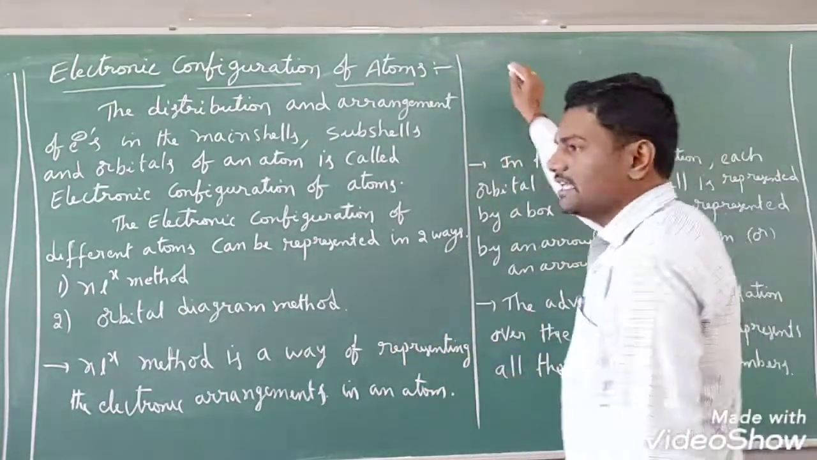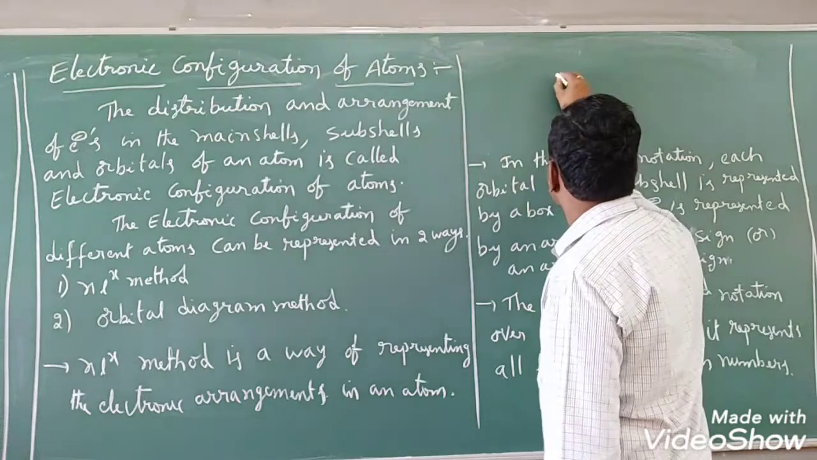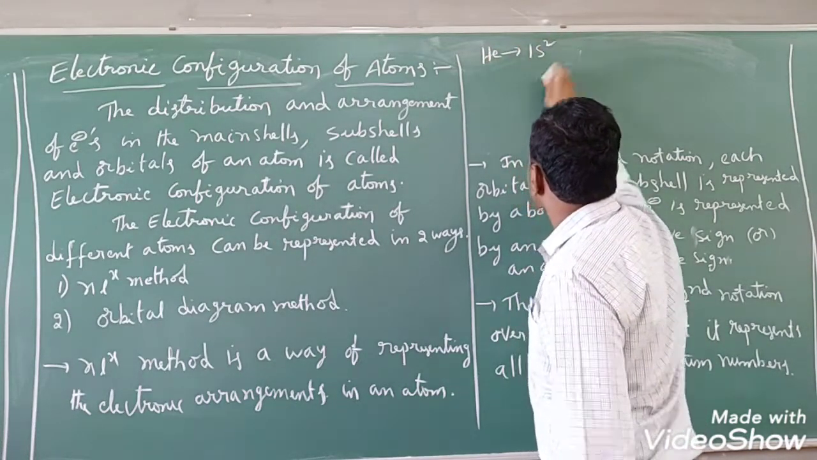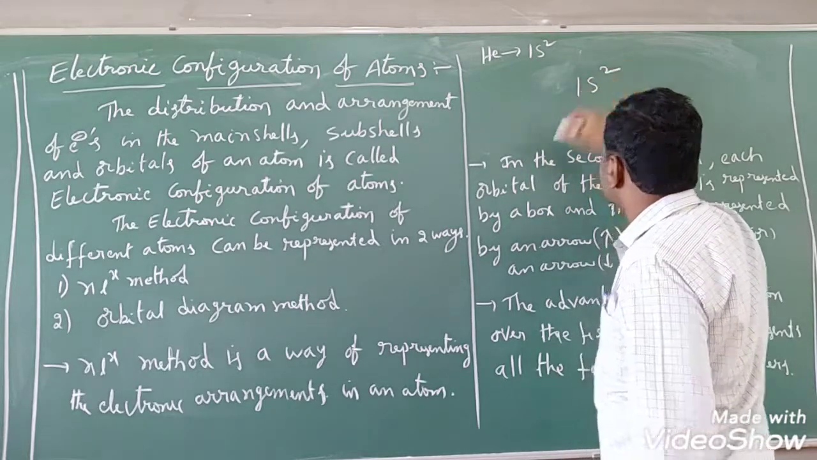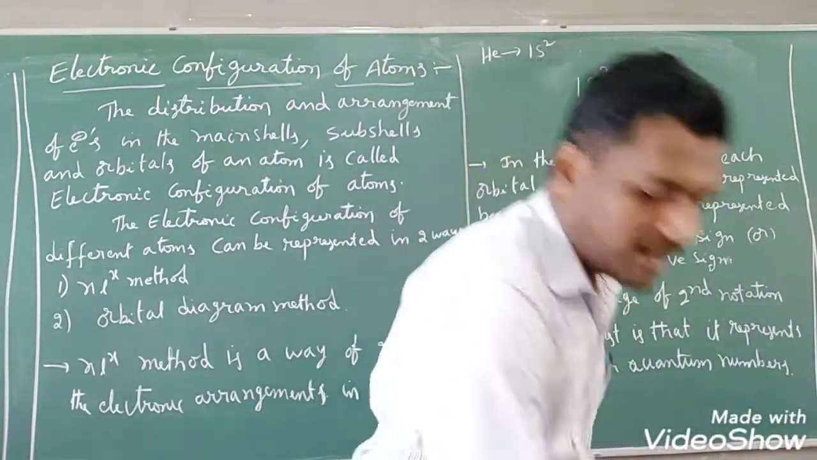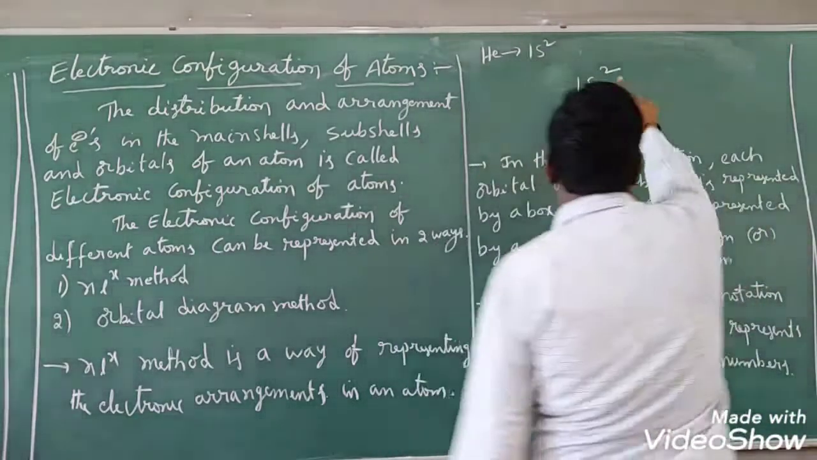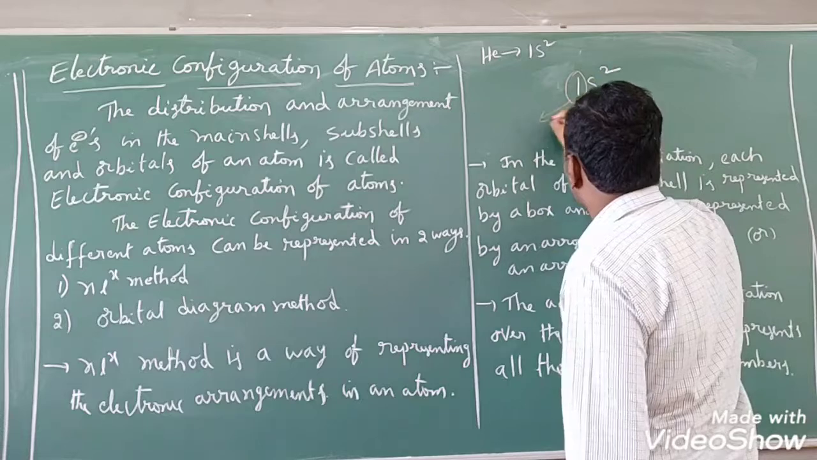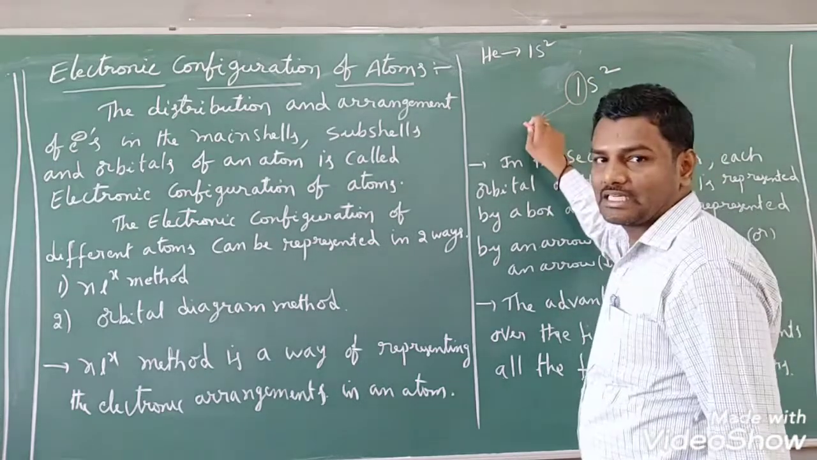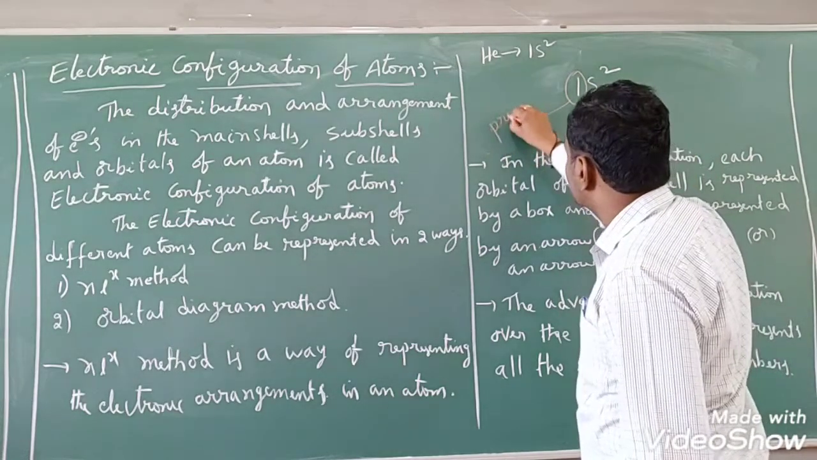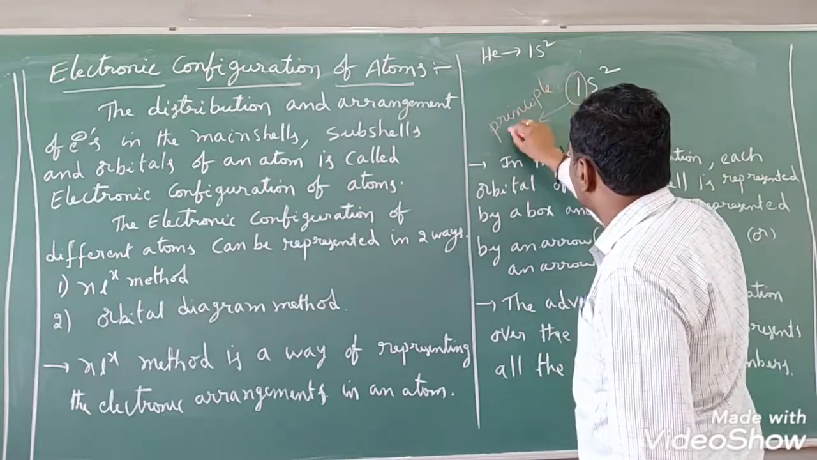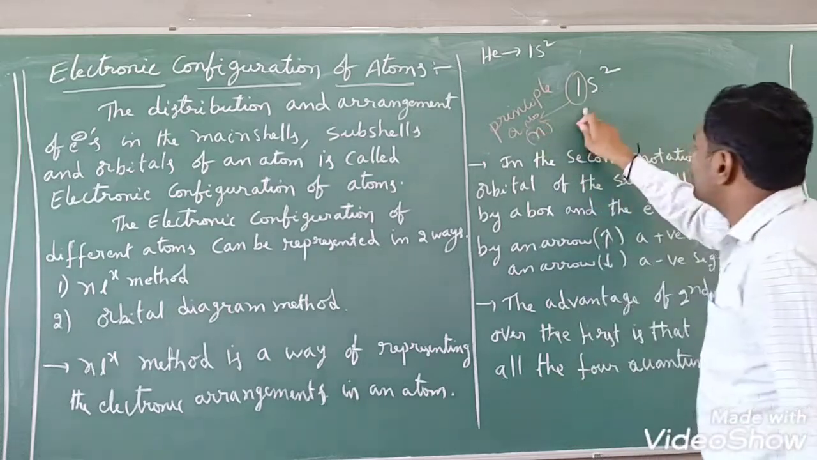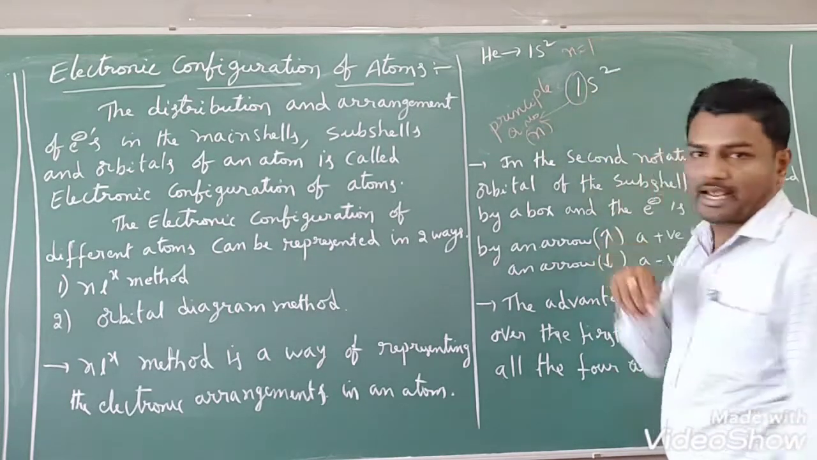For example, I am taking helium only. What is the electronic configuration of helium? 1s2. So this 1s2 we can represent like this. What is 1 here, what is s here, and what is 2 here? That we are going to discuss. 1 is nothing but the n value. N means the principal quantum number, which is denoted with the small n. So the n value here is n equals 1.